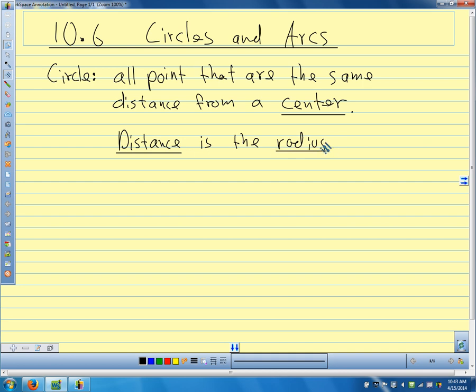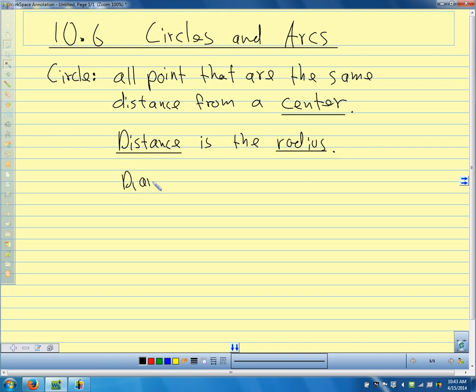So later on in the year, I think in chapter 12, we'll talk about the equation of a circle. And our equation of a circle comes from the distance formula. So the idea of a circle has to do with this idea of distance. So our distance from the center to the circle is the radius.